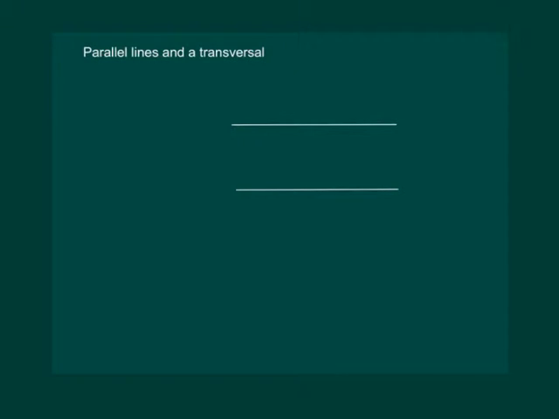Till now we have discussed intersecting lines. Now let us proceed to parallel lines and a transversal. Let us recall that a line which intersects two or more lines at distinct points is called a transversal. Observe that four angles are formed at the point of intersection.